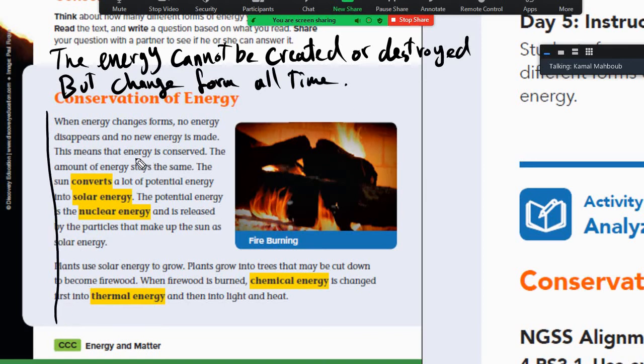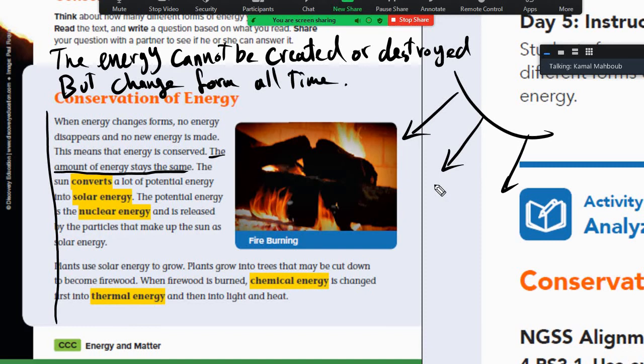We have another meaning also for the conservation of energy. The amount of energy stays the same. Okay? The amount, make underline please, or write in your copybook, the amount of energy stays the same. Not destroyed or created, but changes form from one to another. For example, we have sunlight here, and the sunlight energy is called solar energy.